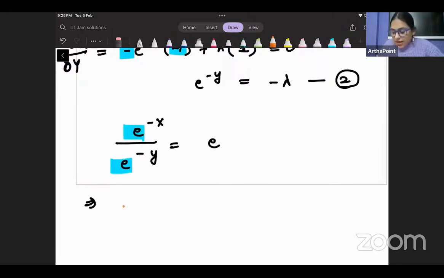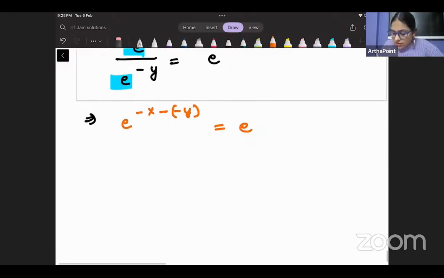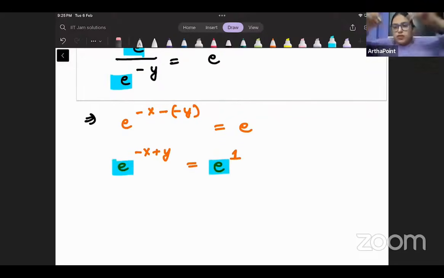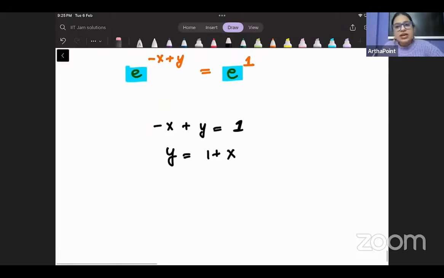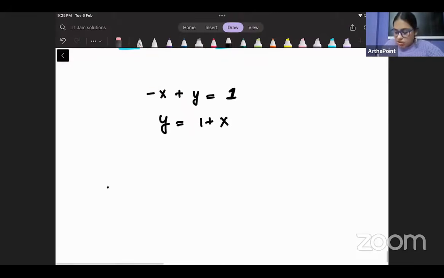When base is same and they are dividing, तो power will be subtracted. So you will get e to the power minus x plus y is equal to e to the power 1. बेस तो सेम है दोनों का, तो पावर्स को कंपेयर कर लो. तो minus x plus y will be 1. तो बेटा y will be 1 plus x. क्लियर?